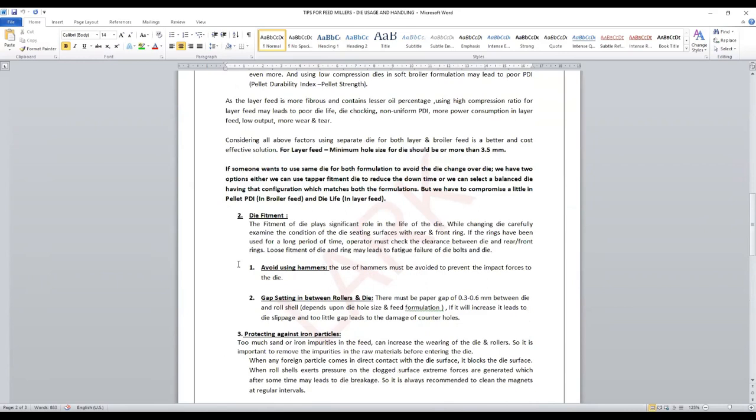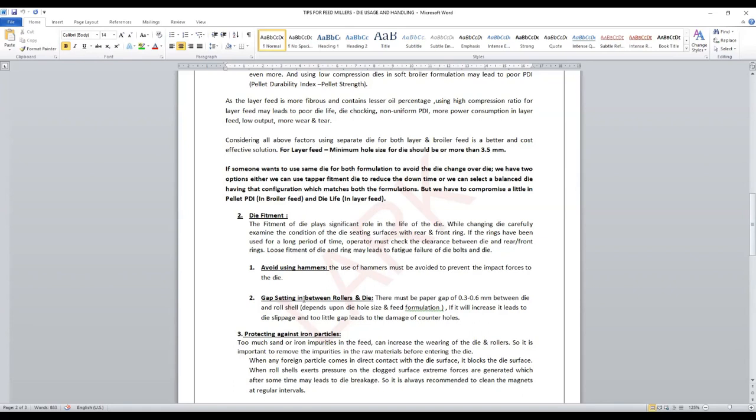Die fit करते समय कई बार operator direct hammer करता है. Instead of direct hammers, we can have a wooden block और एक nylon hammer से हम बीच में wooden block रख के उसको direct impact ना देकर हम fitment कर सकते हैं. Then gap setting between die and rollers. A very important part, हमको gap कैसे set करना है.